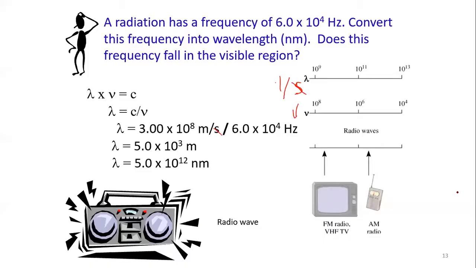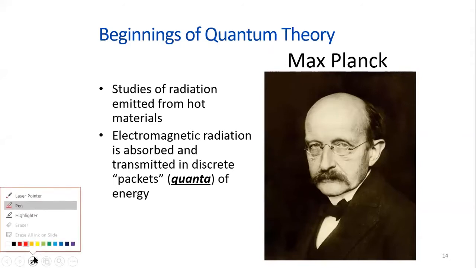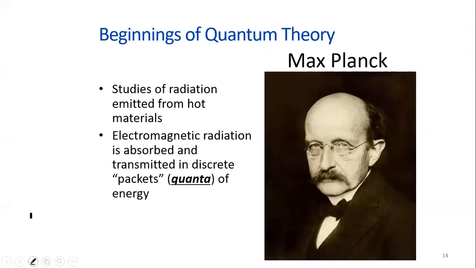Here's where we were. Let's start talking about the beginnings of this subject that we're talking about, quantum theory. Now, it started out with the study of radiation emitted from hot materials. For example, if you cook on an electric stove, you'll notice that the coil, as it gets hotter, gets kind of orange, maybe even red in color. So scientists were interested in studying what the actual frequencies or wavelengths of these radiations are that come from metals when they get heated and cool down.